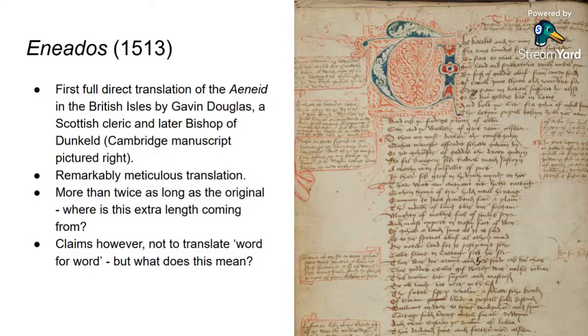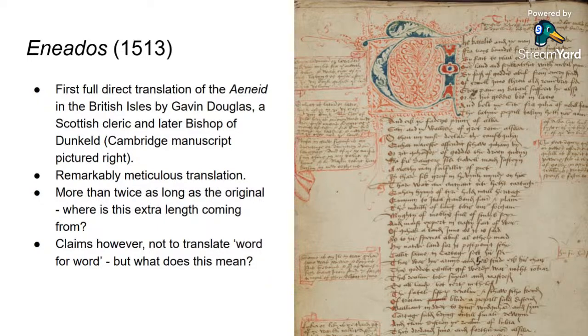And now I'm just going to briefly present a quick example of how this was done in an actual research project. If you saw the previous lecture on text analysis, you're going to remember that I briefly introduced this text, the Eneados, which is a late medieval Scottish translation of the Aeneid. This text is notable not only for being the first full direct translation of the Aeneid in the British Isles, but also for its almost modern commitment to accurately translating the text, which was really unusual for the time.